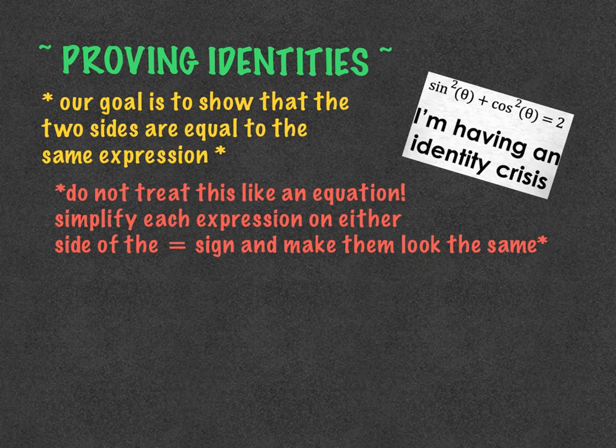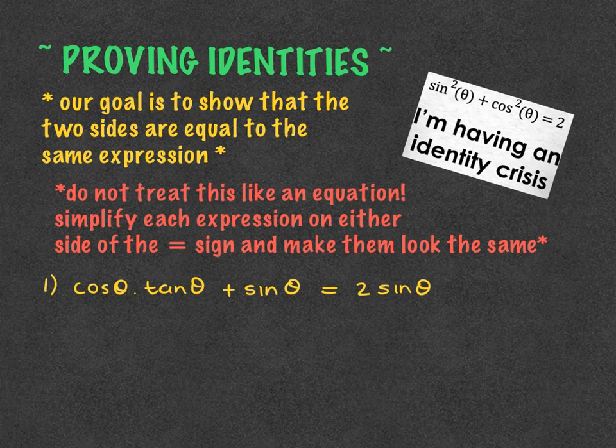What you want to do is you just want to make the left-hand side look like the right-hand side. Simplify each expression on either side of the equals to sign and make them look the same. So you cannot, let's say, subtract from both sides or multiply onto both sides. You need to manipulate either side to make it look like the left-hand side or make it look like the right-hand side. So let me just show you what I mean by jumping into our first example.